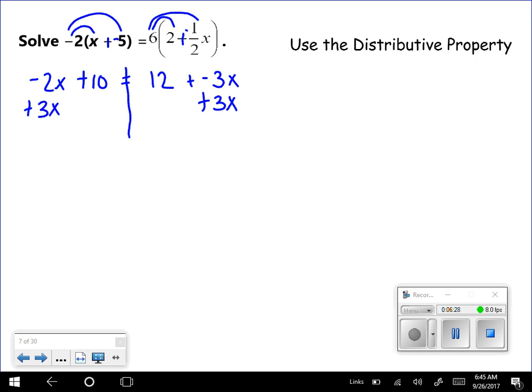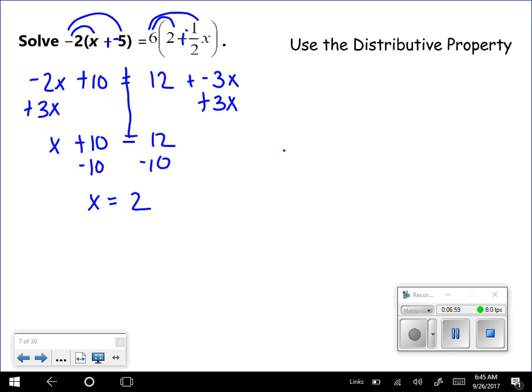So I added 3x to both sides because I had a negative 3x. So what I'm left with is x plus 10 equals 12. Because negative 2 plus 3, different signs, subtract, so 1, and then positive has our larger value. Now I just work to get x alone. I'm going to subtract 10 from both sides, so x equals 2.